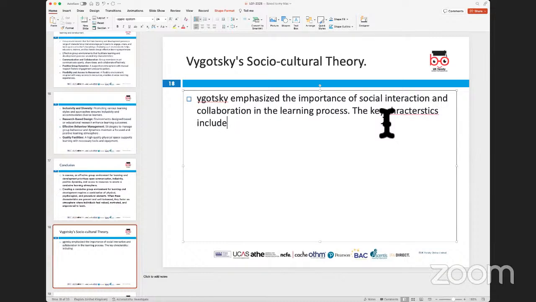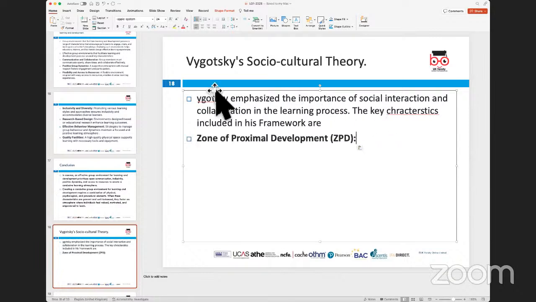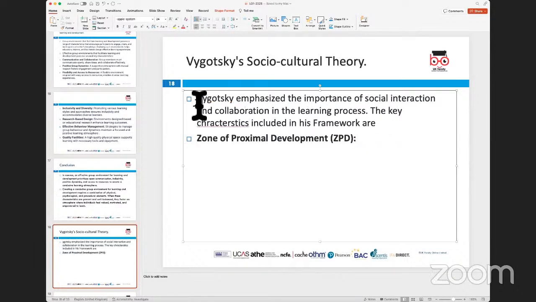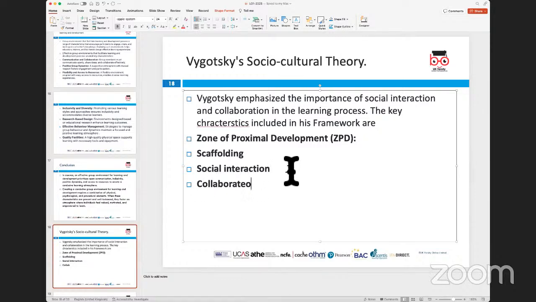included in his framework are, the first is the zone of proximal development. Then we also talk about scaffolding. There's a particular handout that I'll be able to provide, in terms of social interactions, which are obviously related to the group environment. We talk about collaborative problem solving.